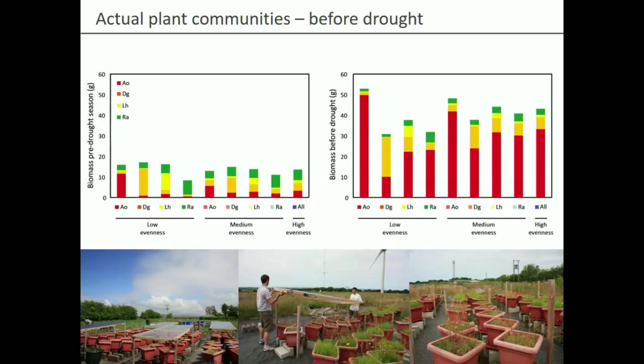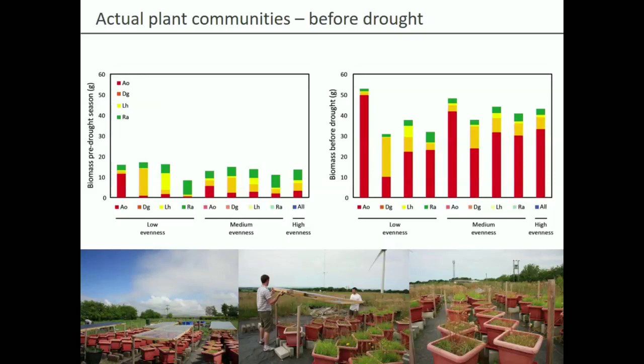So at the left, you can see the communities as we planted them during the first growing season. And so you can see here the low evenness treatments, the medium evenness treatment, and the high evenness treatment. And it's just really clear that the anthoxanthin-dominated treatments are really dominated by anthoxanthin, which is in red, and the dactylus treatments dominated by dactylus, leontodon treatments dominated by leontodon, and the rumex treatments dominated by rumex in the low evenness treatment. So this is obviously a bit less clear in the medium evenness treatment, and the high evenness treatment really was quite even.